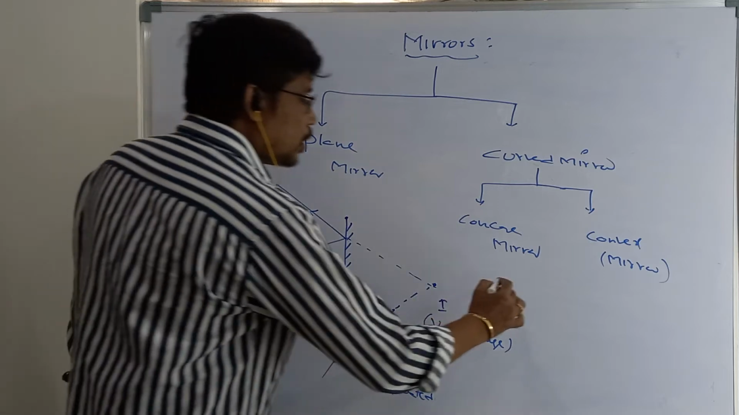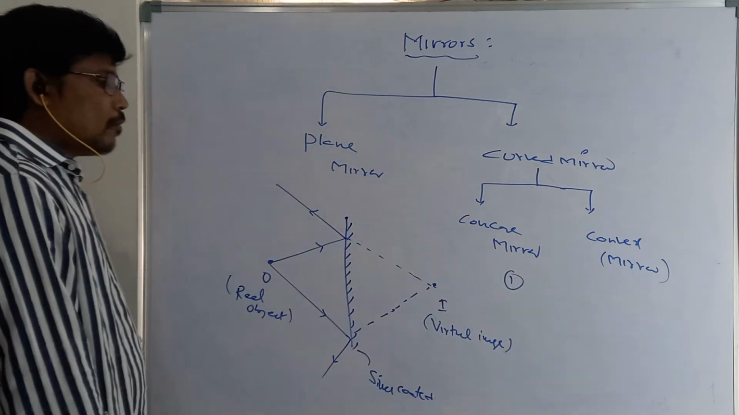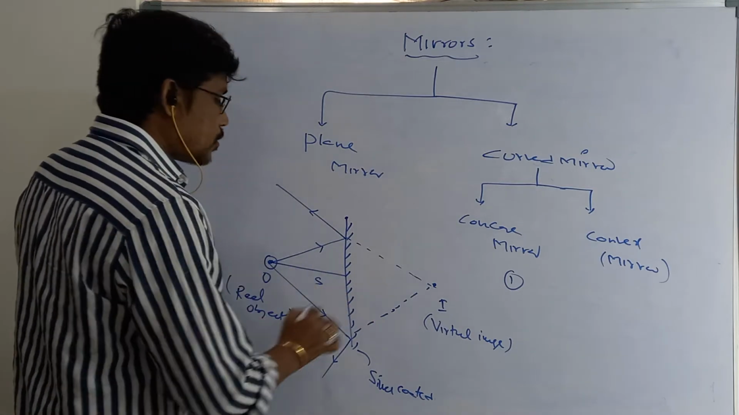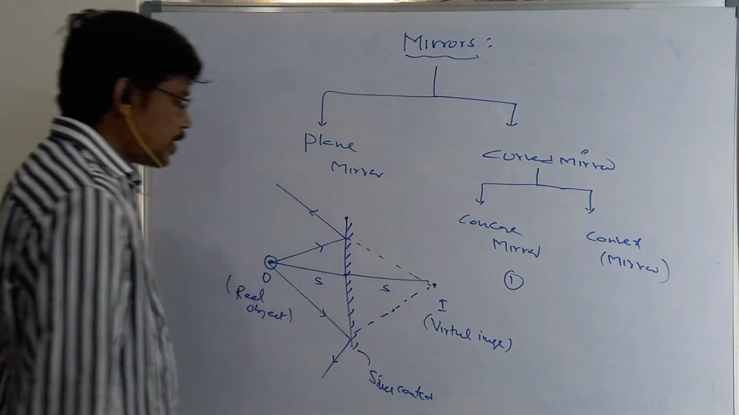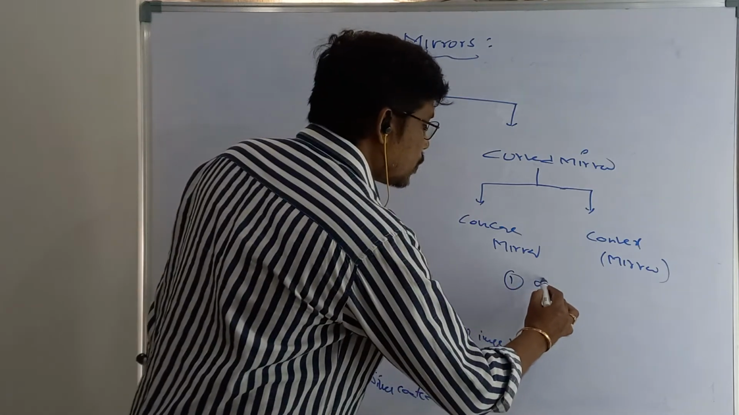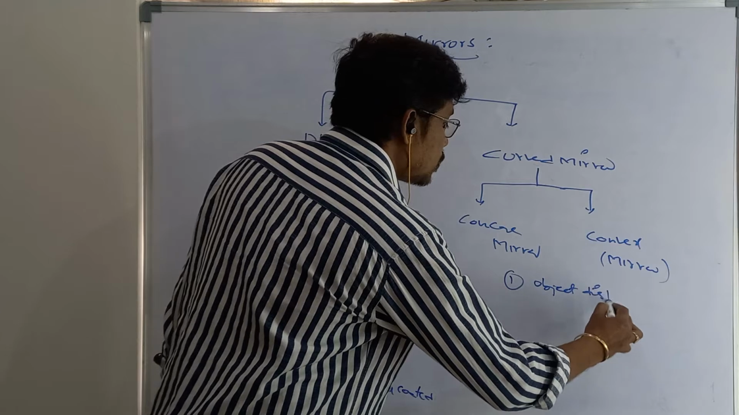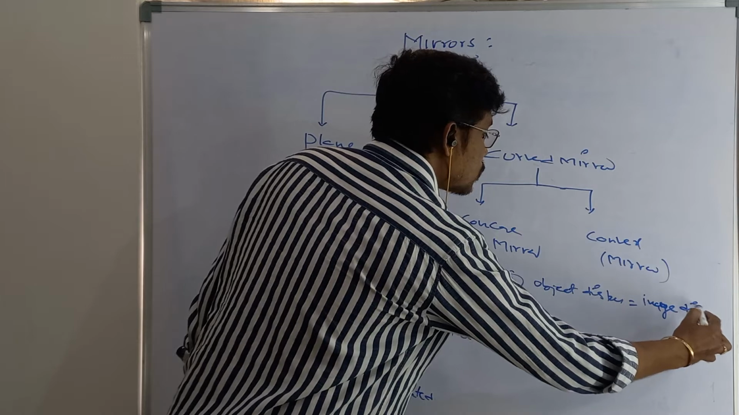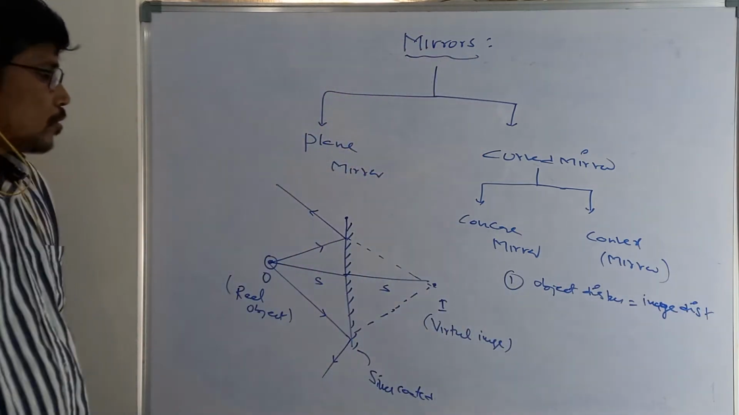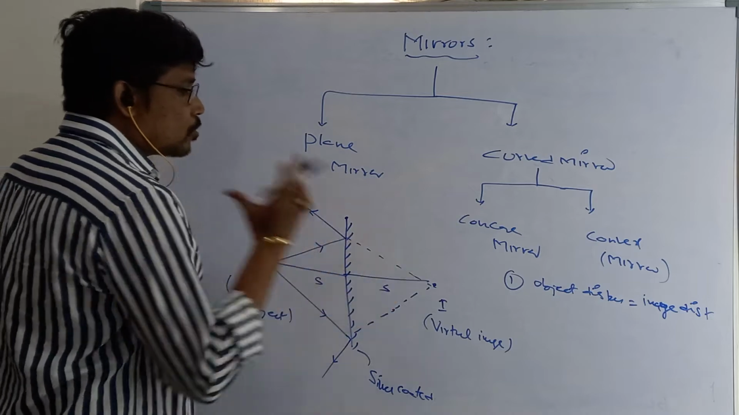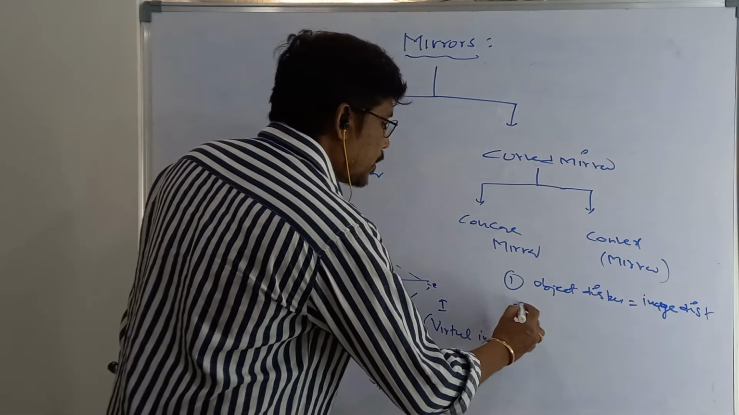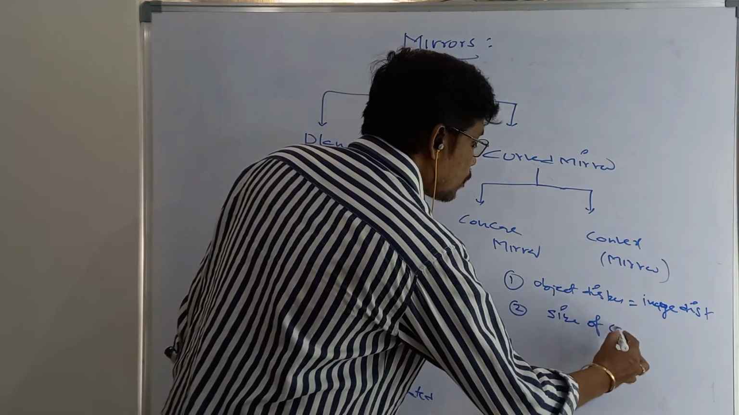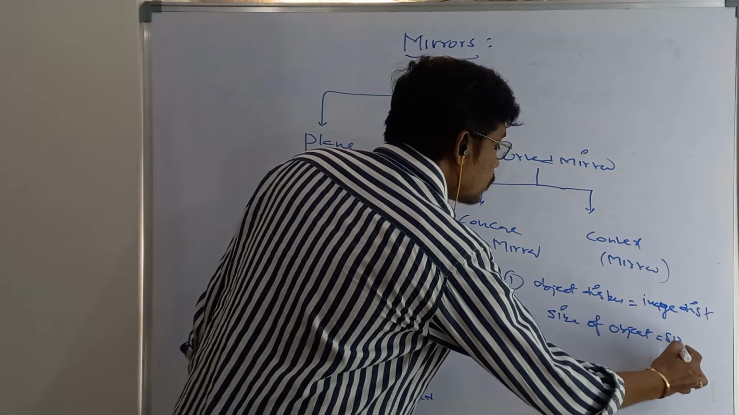One more thing, the important points you should observe while the image is formed: the object distance, let us suppose S, and the image distance is also S. So in a mirror, object distance is equal to image distance. And the next point is size of the object is equal to size of the image.